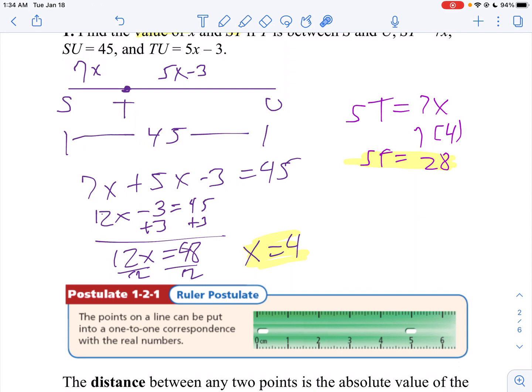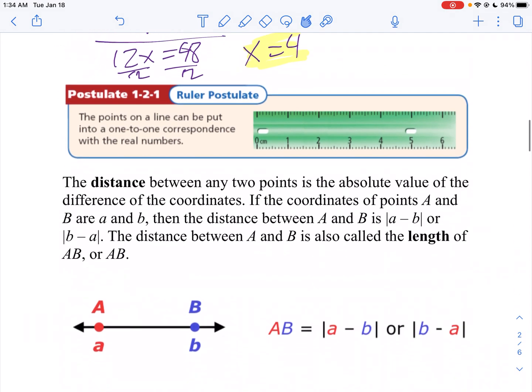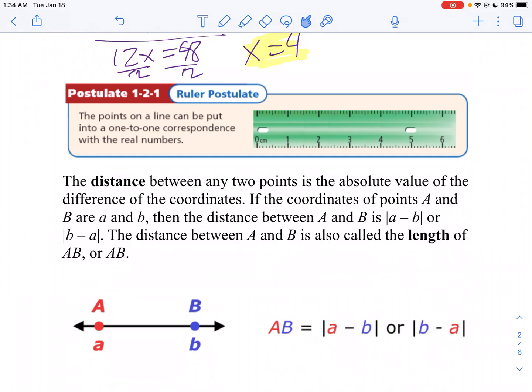The other thing the Ruler Postulate says is when I measure a line segment, it's got to be a positive number. That makes things a little bit nicer than what we did in algebra because we have to worry about negative numbers less. So to find the distance between 2 points, since it has to be positive, I'm going to subtract my 2 points and I'm going to take the absolute value.